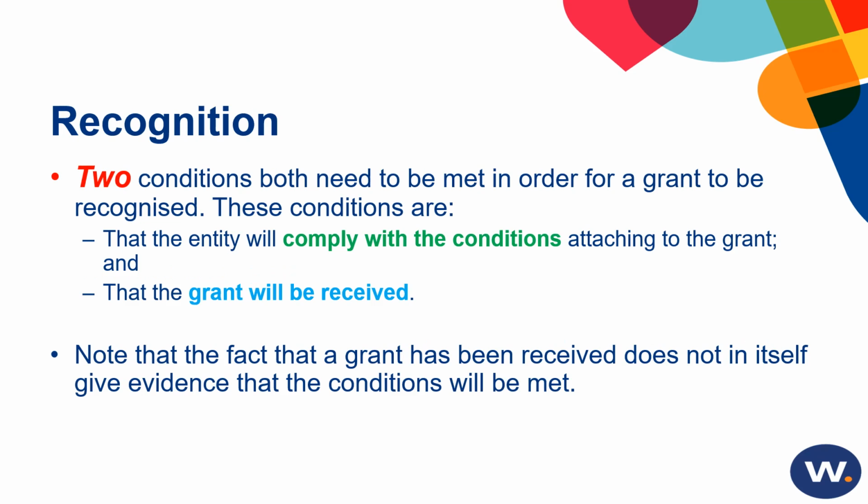In order for an asset or for a government grant to be recognized, two conditions must be met. This is an AND test, not an OR test, which means that both conditions must be met before a government grant can be recognized. These conditions are that reasonable assurance must exist that the entity will comply with the conditions which are attached to the grant, and reasonable assurance must exist that the grant will be received.